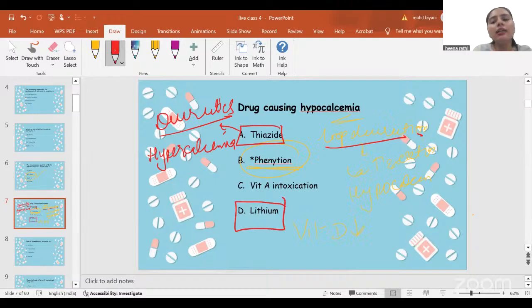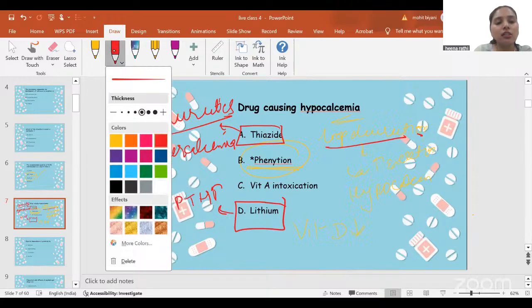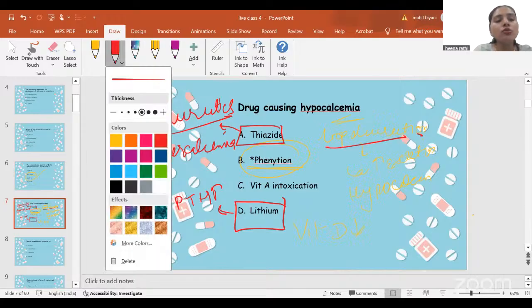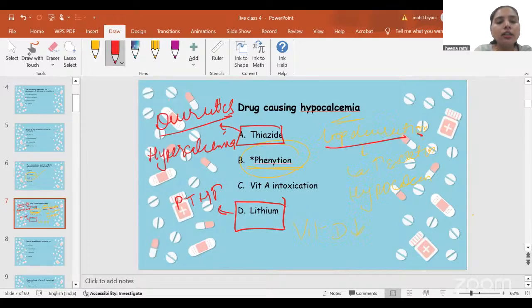Then there is a drug called lithium. Lithium is the anti-manic drug, or the drug which is used for bipolar disorder. This drug is going to stimulate the PTH hormone. Now, whenever PTH hormone is there in the body, this hormone is going to have an effect. It is going to decrease the blood calcium level. How is it going to decrease the blood calcium level? It can decrease it by three things.